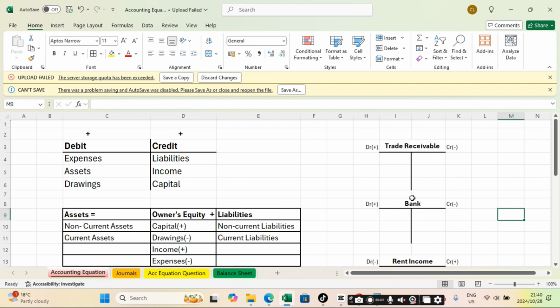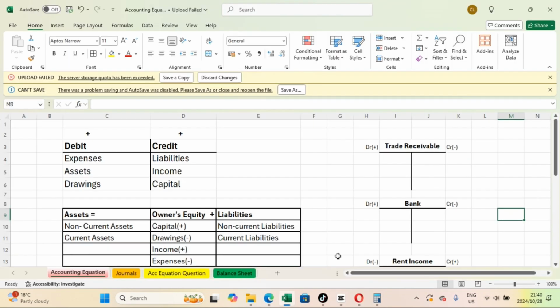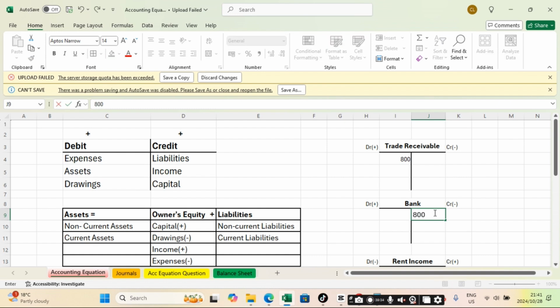This person had paid us, and now we return the check back to that person. So the debt of that person is increasing by 800. Initially we thought we received 800, but now we didn't receive any money because of insufficient funds. So our bank account will decrease by 800.